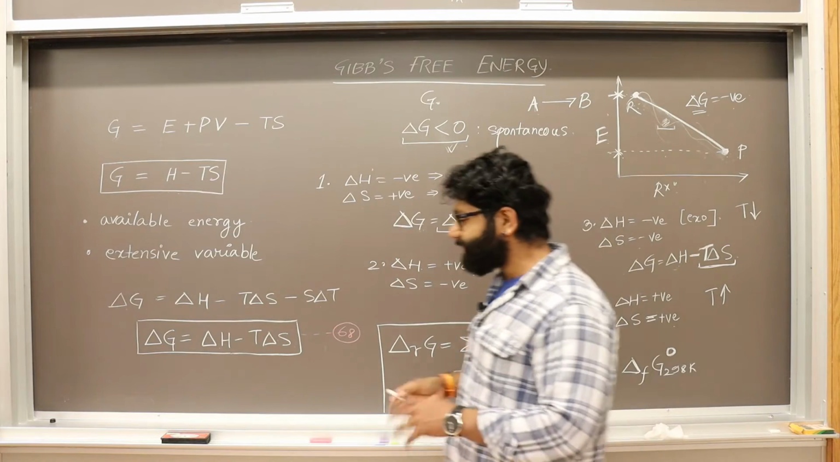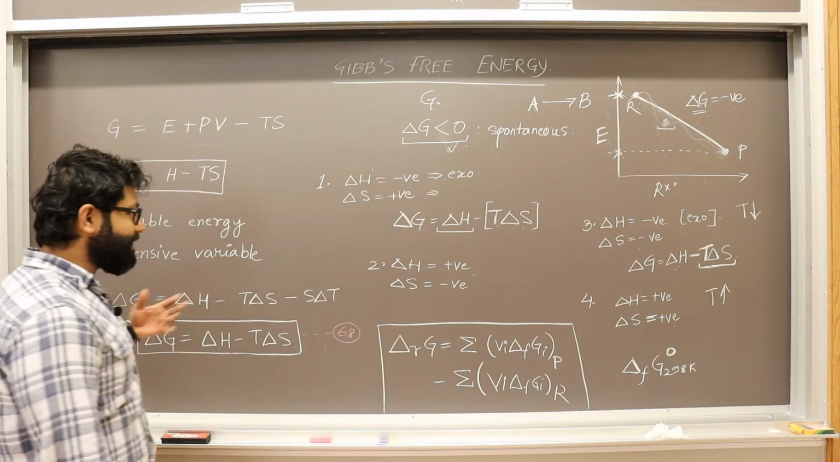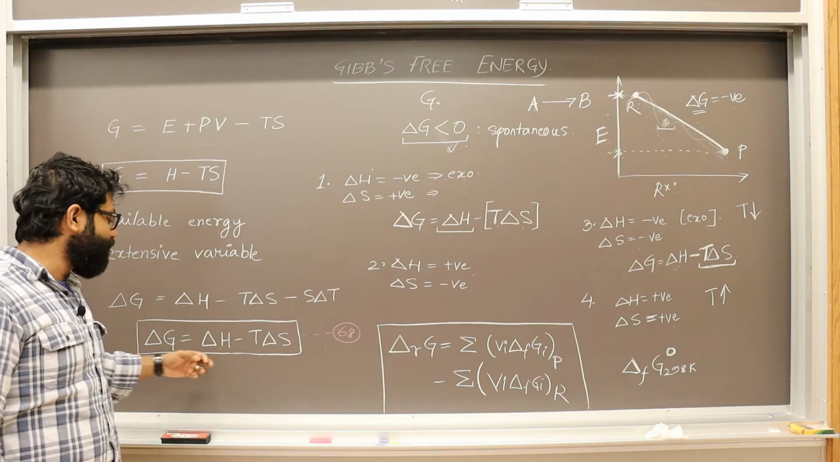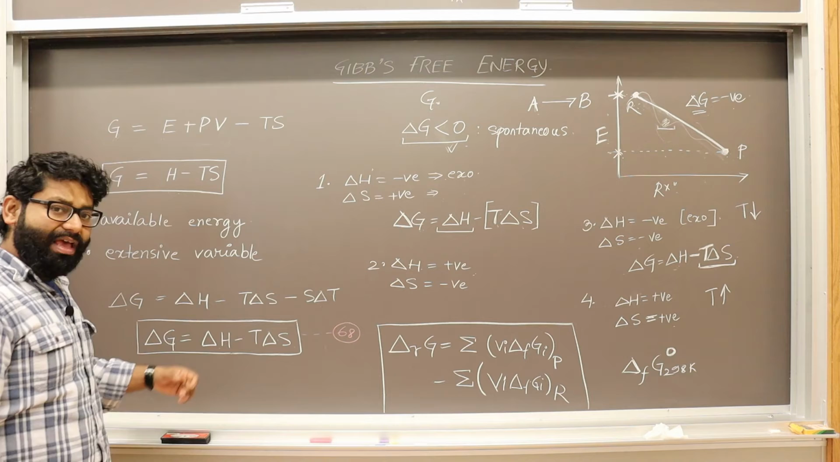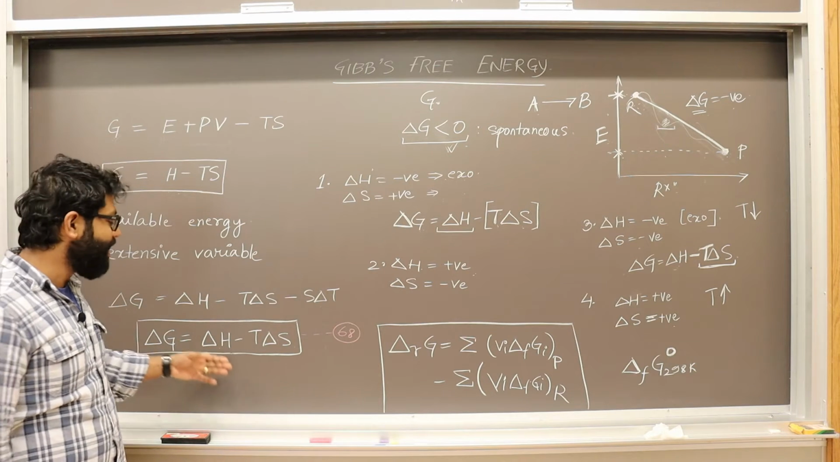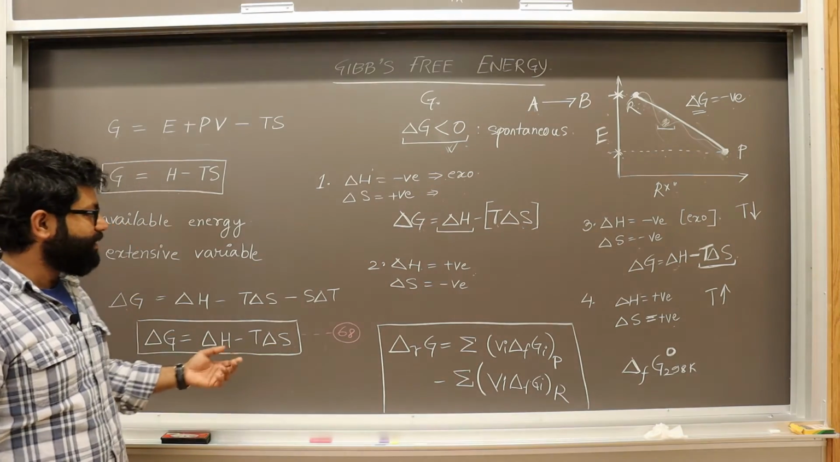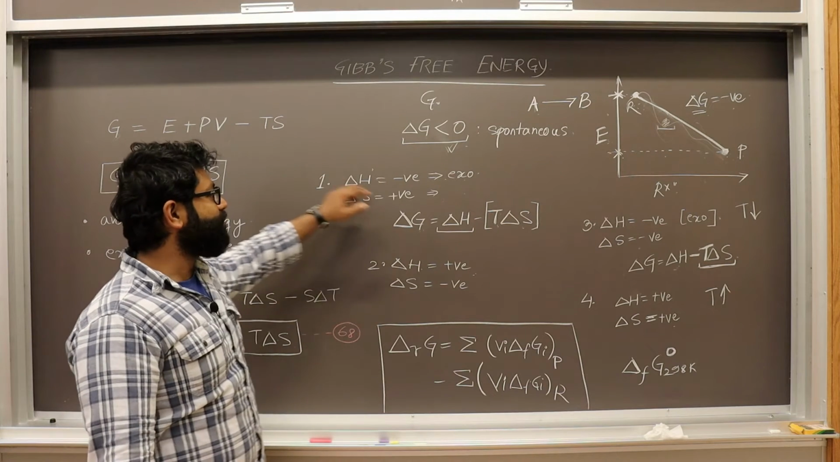Now let's see some examples of reactions that will combine the two concepts of delta H and delta S. The delta H, as we have seen, can be positive or negative: it is positive for an endothermic and negative for an exothermic case, and similarly for delta S. Now let's suppose there is a reaction that is exothermic in nature.